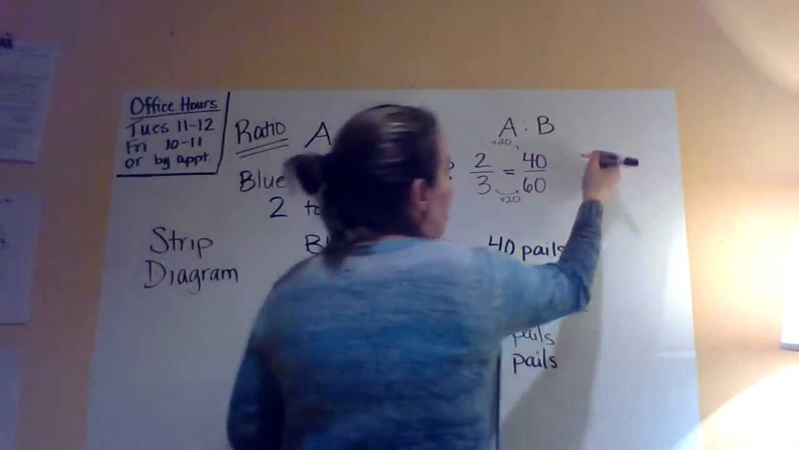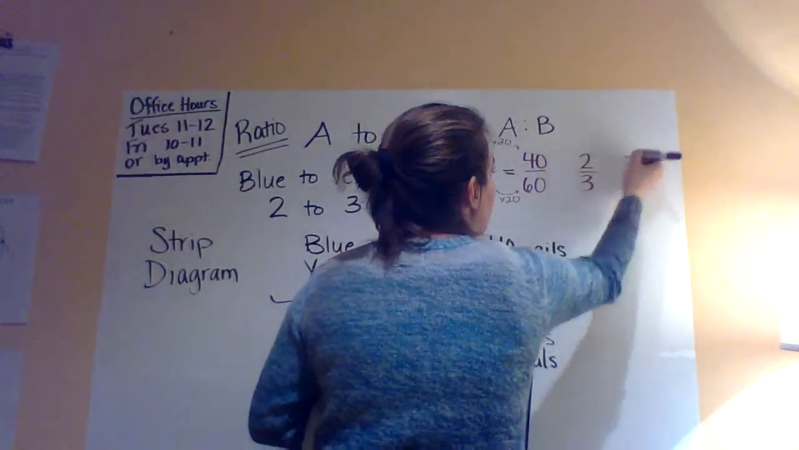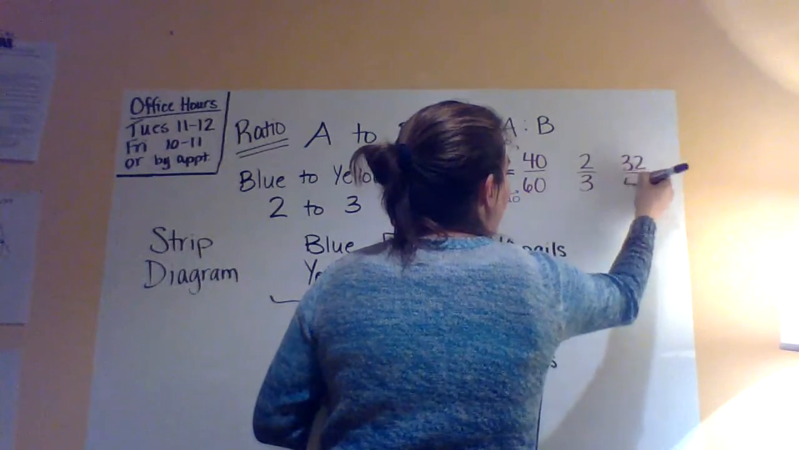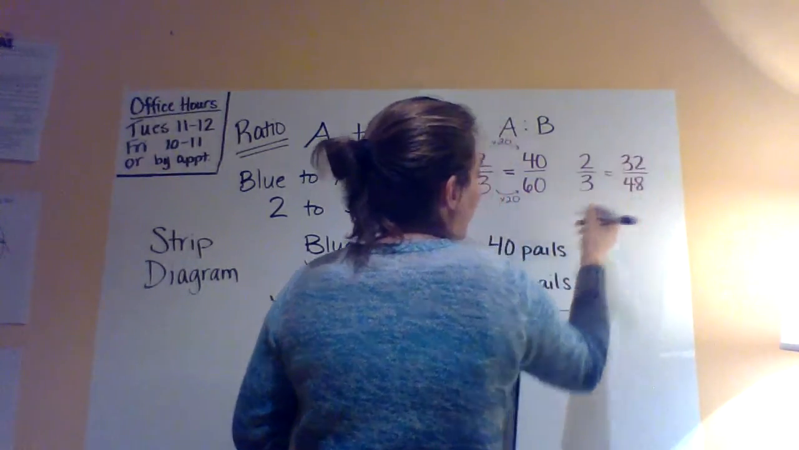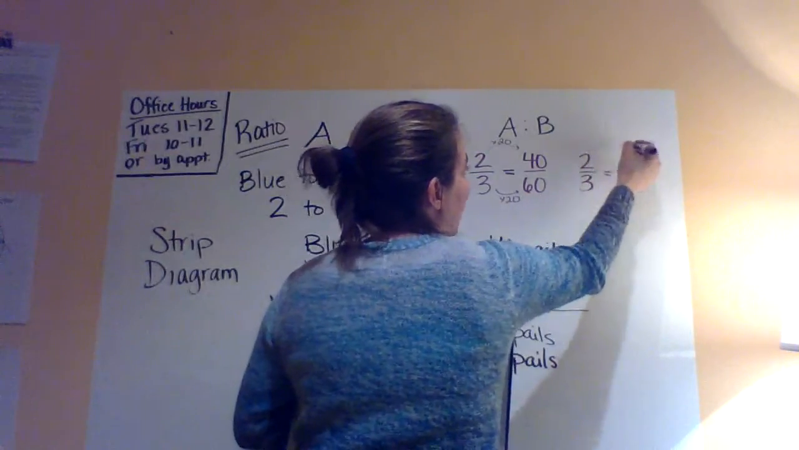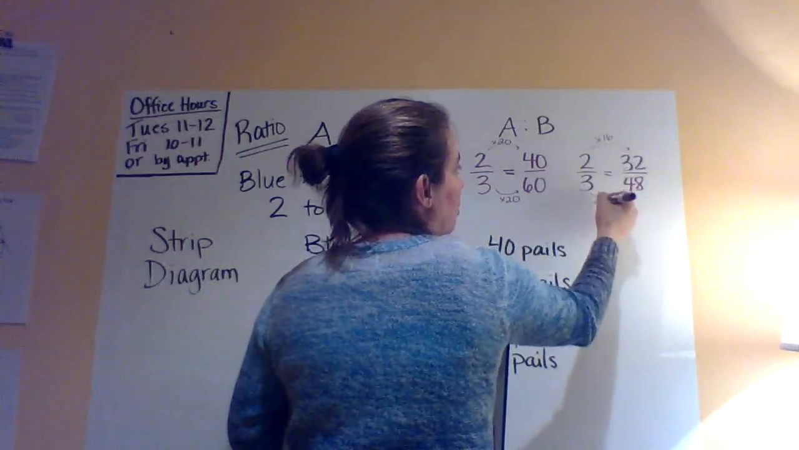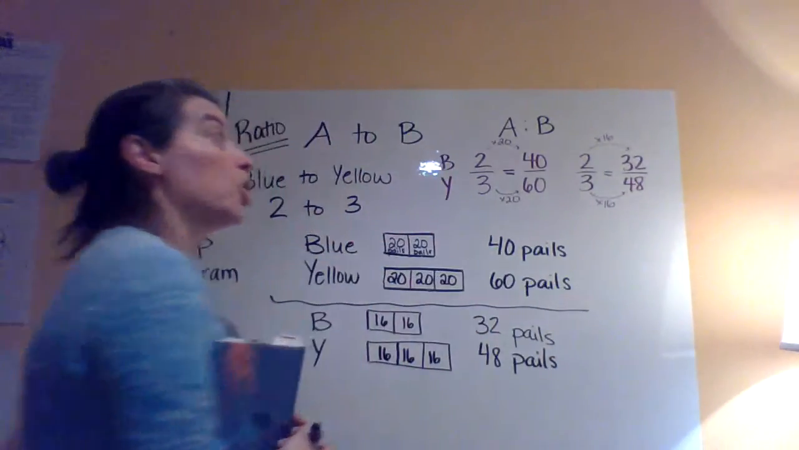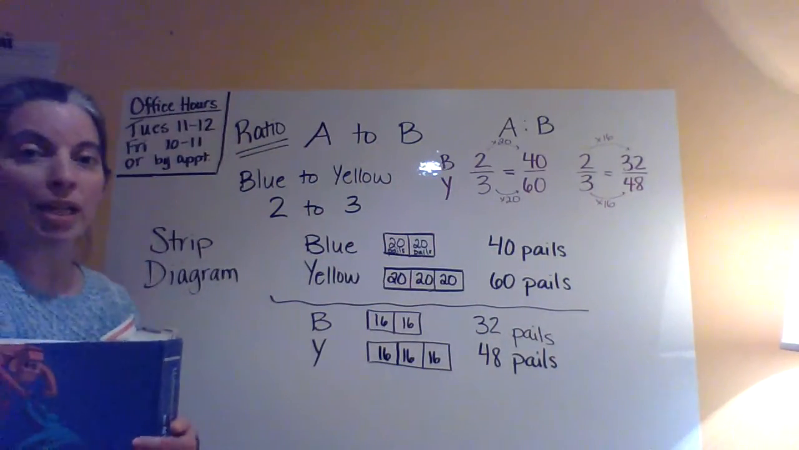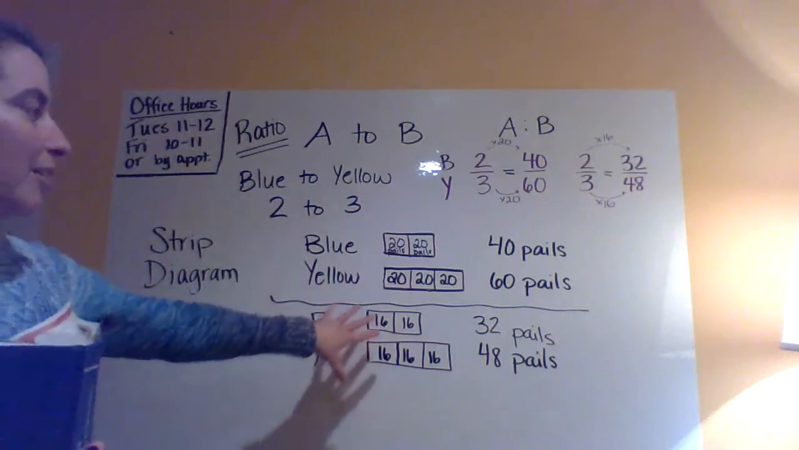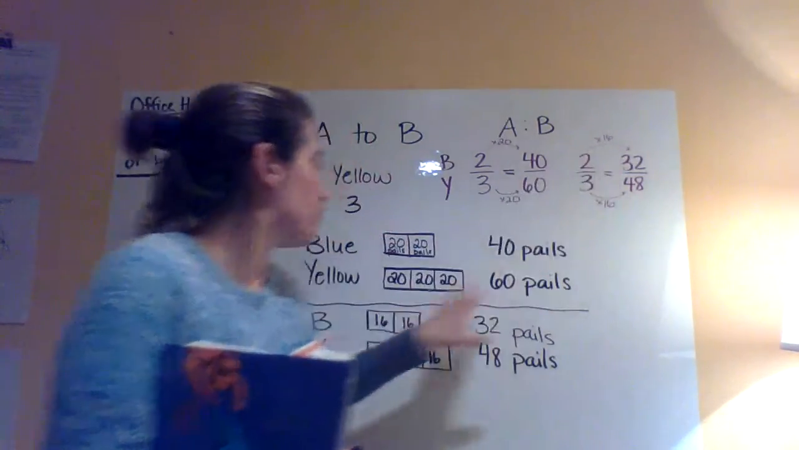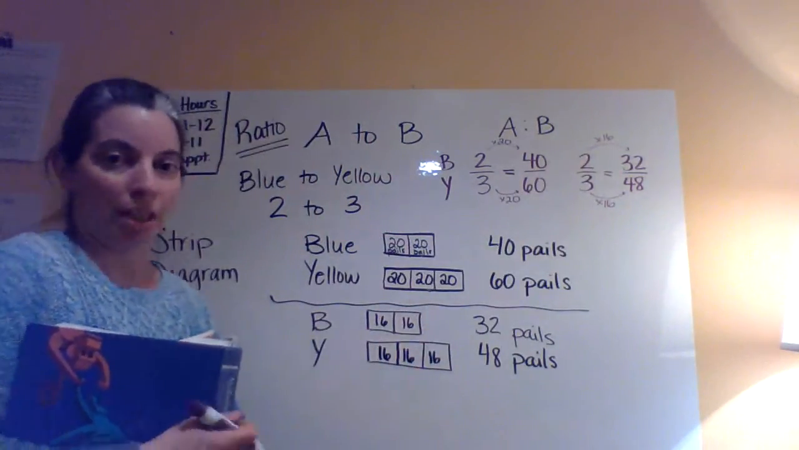So let's go down to here. If I have 2 to 3, and here I have 32 to 48, and I want to check it, 2 ways to check it. Whatever got multiplied by the top, that's what the bottom has to also. Or you could also do the cross products. Okay, and we can see that it's really easy visually here to see, yes, it is 2 groups of 16 and 3 groups of 16.